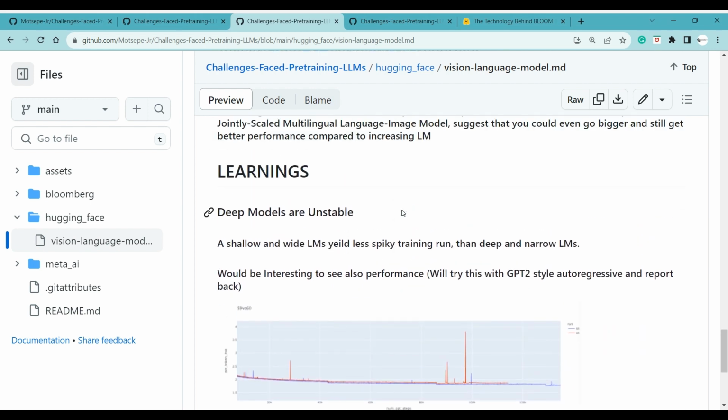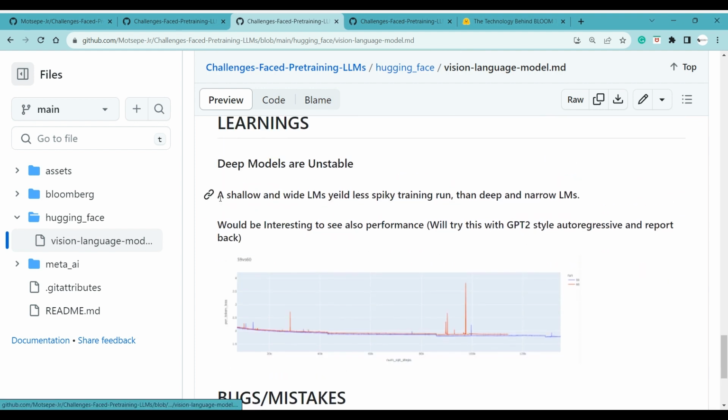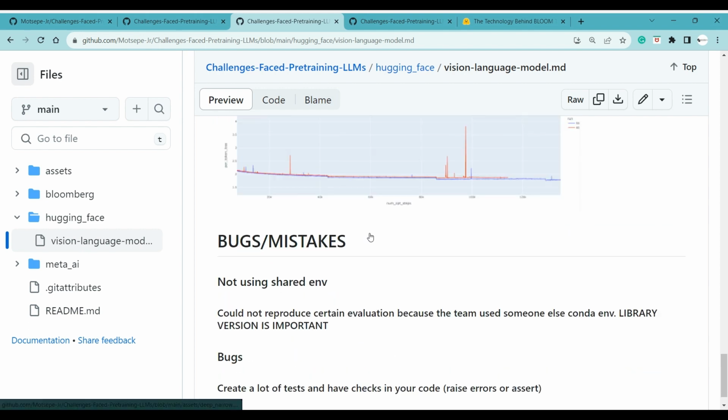Anyway, what are the learnings? What are the things that they have learned as well over the weeks of experimenting? One of the learnings was that shallow and wide language models have less spiky training runs than a deep and narrow language model. And this was quite interesting. I left a comment here to say that it will also be interesting to see the performance of these two types of architecture, so not only from stabilizing the training but also the performance.